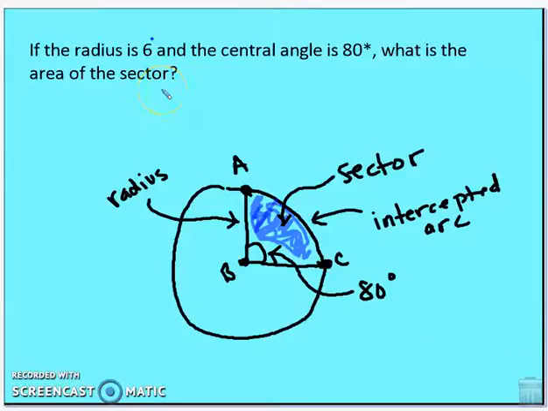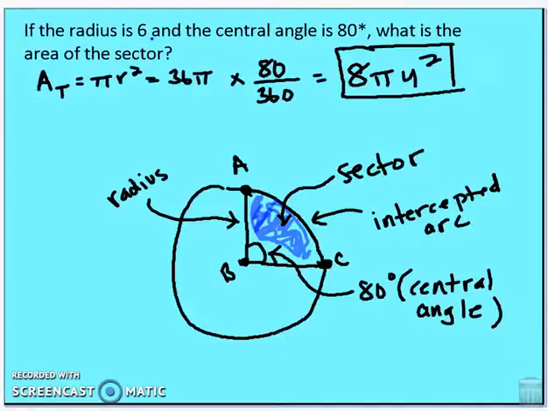let's find the area of the sector based on some information. I have a radius of 6 and a central angle of 80 degrees. What's the area of the sector? So we're going to reference that 80 degrees and the radius of 6 to find the area of the sector. We know that the area of the circle is pi r squared, which is going to be 36 pi.